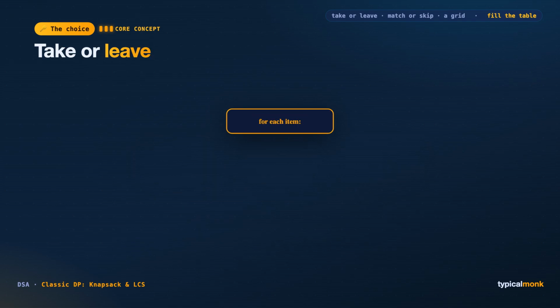Now let us find the heart of the knapsack solution, the recurrence, which comes from a single simple question asked about each item. Consider any one item and think about the two things you can do with it, the binary choice. This gives two scenarios to compare, and the best answer is whichever of the two is better. Framing every item as this either-or decision is what turns the whole problem into a recurrence.